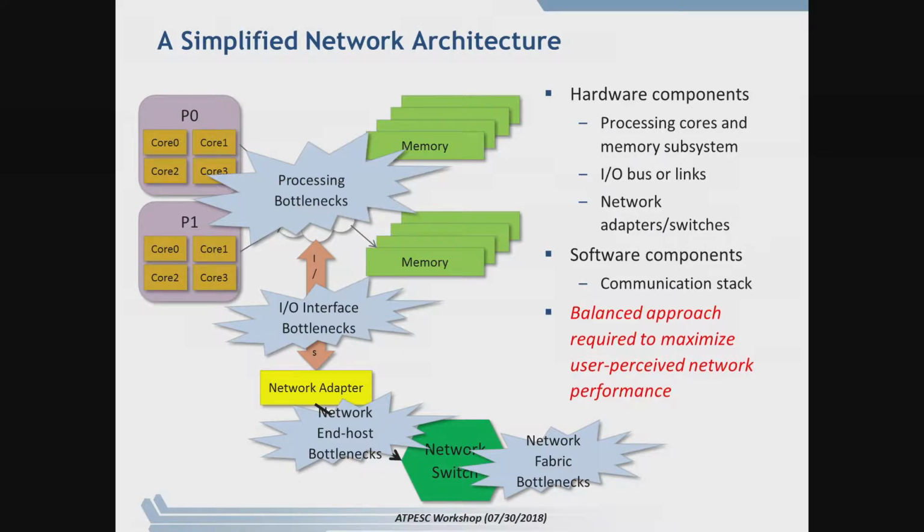And so you have bottlenecks at the cores, at the memory, at the I/O bus link. The network adapter and the switch might have certain communication bottlenecks. So it really took a good balanced approach in the old days to realize decent network performance, at least perceived network performance, because there were all these potential pain points in the system. And so I'll go through each of these as the talk goes on, to show where things are today and where the bottlenecks remain.